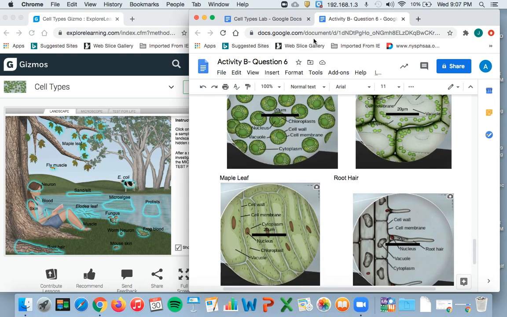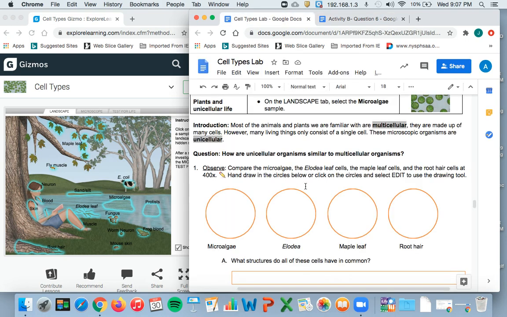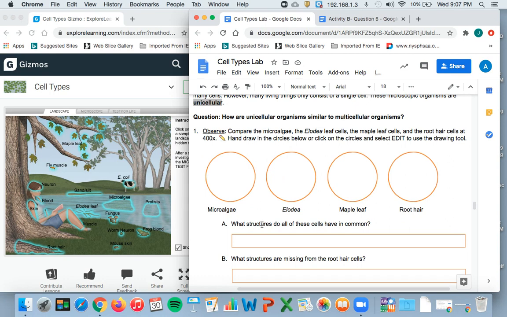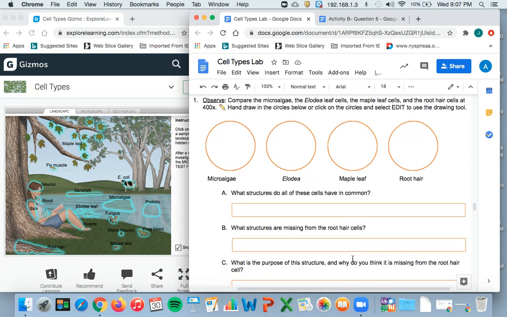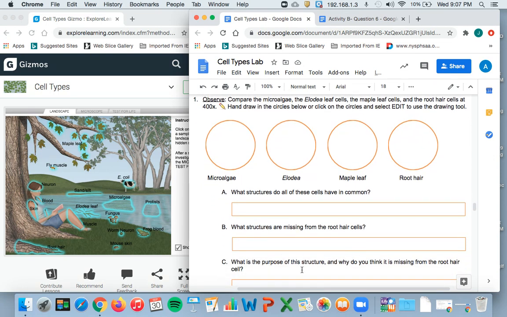Let's go back to our lab and read our questions. What structures do all of these cells have in common? What structures are missing from the root hair cells? What is the purpose of this structure, and why do you think it's missing?